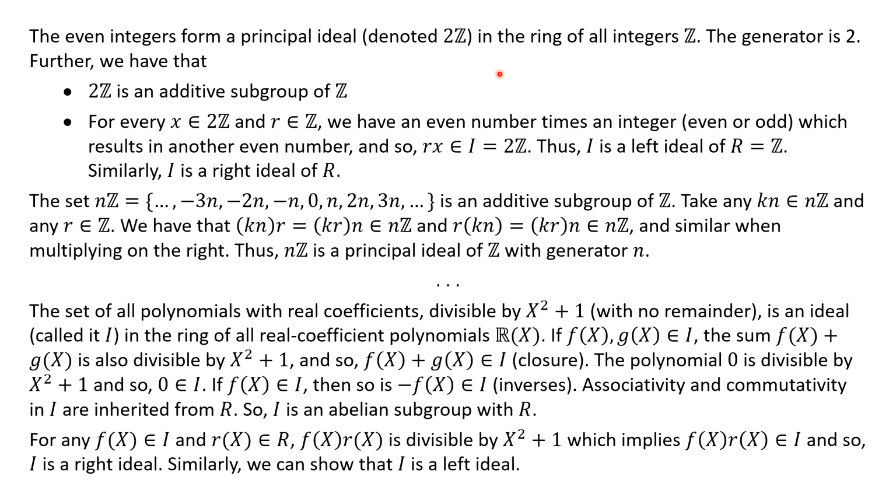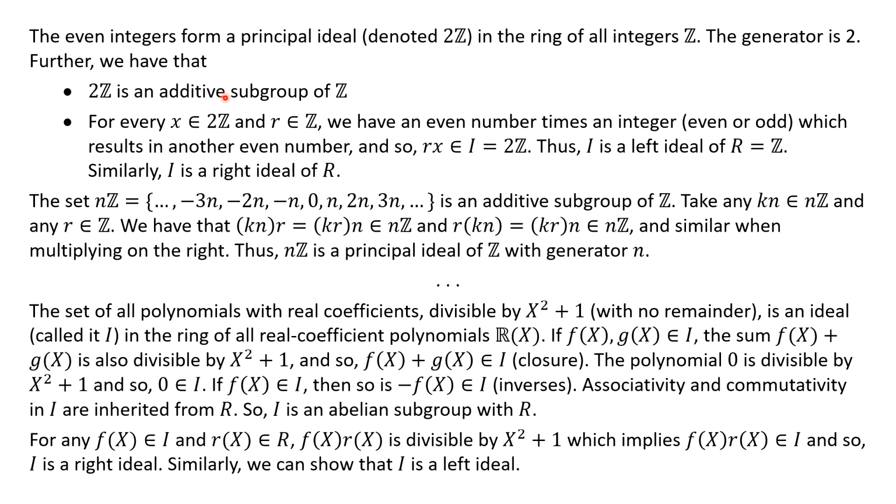I have a couple of examples on this slide. The first one is the even integers. That's a principal ideal in the ring of all integers. The generator is 2. We can check to see that it's a principal ideal. First, it has to be an additive subgroup, which it is. If you add two even numbers, you get another even number. You have additive inverses, and you have the 0 element in 2Z.